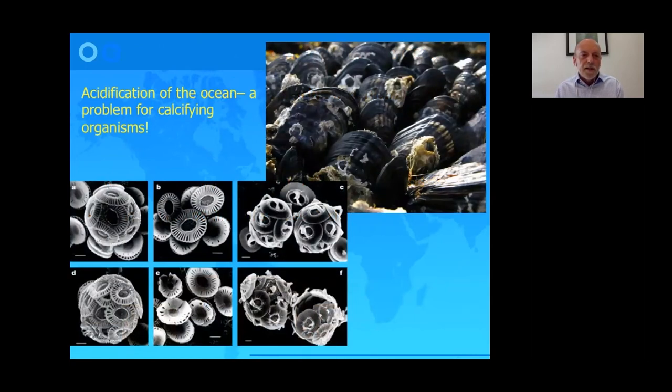And here are some examples of experiments which show the effect of declining pH. This is a species, Emiliania huxleyi, of calcareous algae with these so-called coccoliths made out of calcium carbonate. They are growing under normal pH here, different species, and here under acidic pH. And what you see is a deformation of these calcareous skeletons.